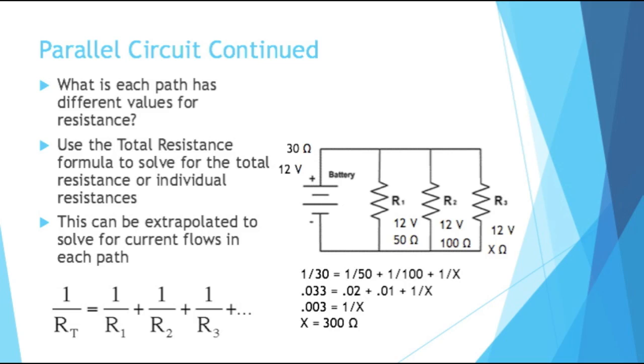Subtract the 0.02 and 0.01 to the other side, basic algebra. We're left with 0.003 equals 1 over x. From there, we get that x must be 300. So the third resistance, the third path, has 300 ohms of resistance.